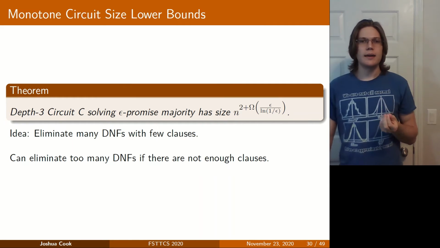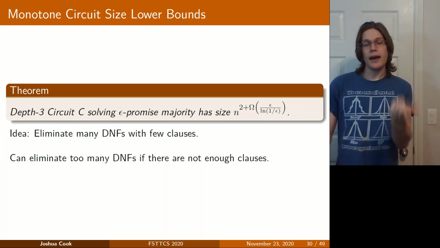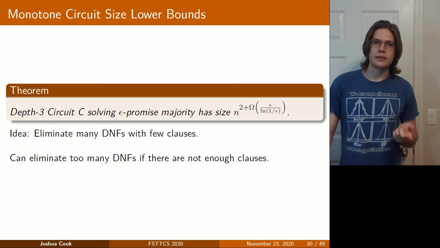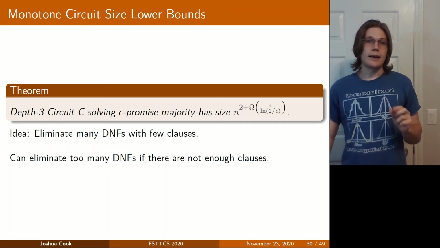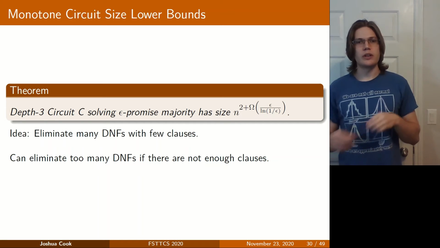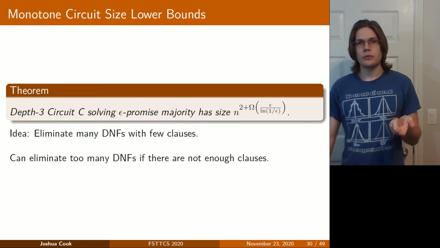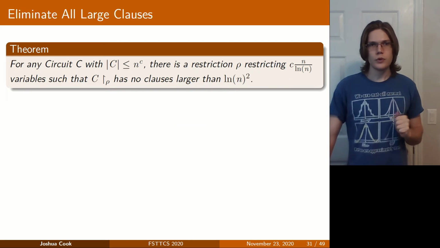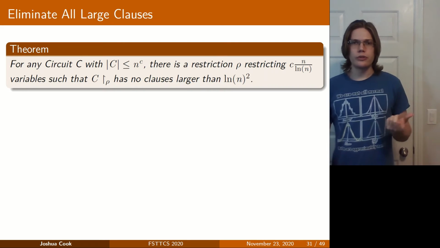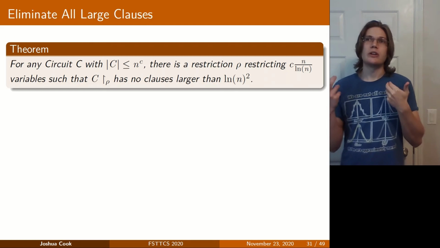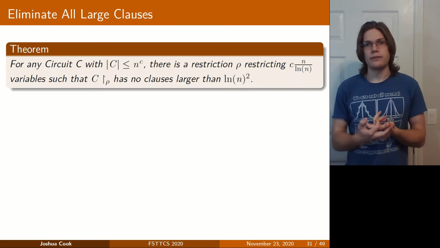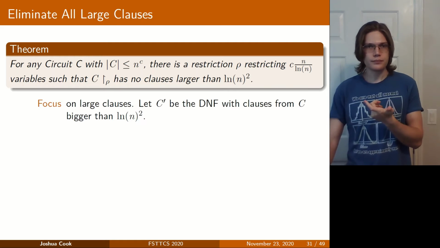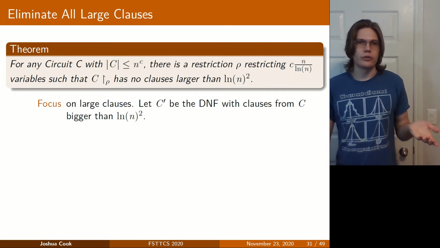And so the idea is we're going to eliminate DNFs with clauses in the same way that before we were eliminating clauses with variables. And the idea that we're going to get from this is that we can eliminate too many DNFs with few clauses if there aren't enough clauses. Okay, so first, in order to do this, we're going to have to make it to where we can reasonably afford to fix a DNF clause to 1, so we need to get rid of all the big clauses. But that's easy using our greedy set cover algorithm.